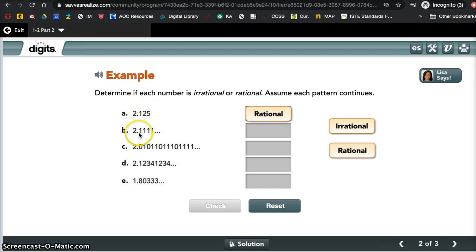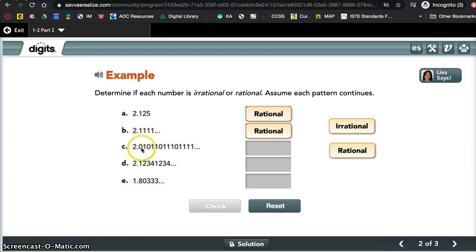This one is 2.11111, and the dots mean that it goes on forever. But since that 1 is repeating itself multiple times, it's repeating in a pattern, and that repeat means that it is rational.